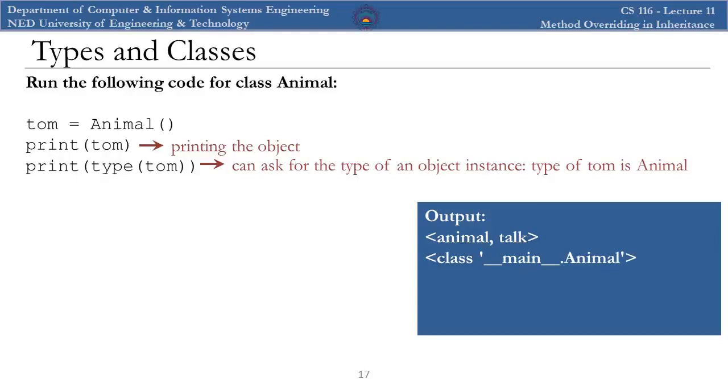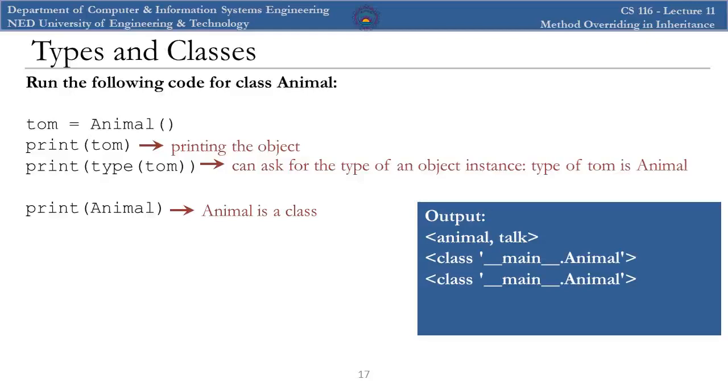Now let's run these two statements for the class animal. Here I am trying to print animal. Now here animal is not an object, but a class blueprint. So obviously our str method will not be invoked. Since this is a class, it prints something like this. This is pretty much justifiable because animal is a class, not an object. So it prints class animal, which is defined in main.